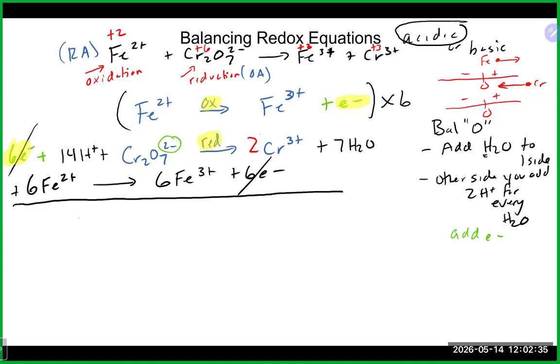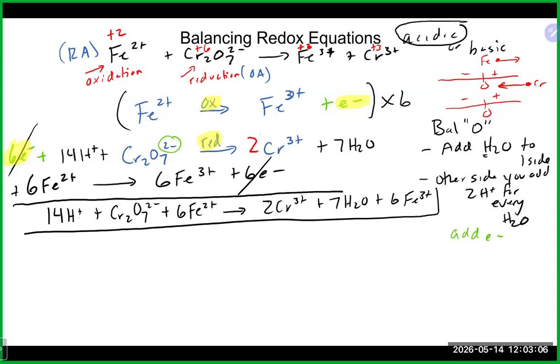And I think in this particular case, that's everything that we got canceling. Everybody on the left-hand side of the arrow stays on the left-hand side of the arrow. Everybody on the right-hand side stays there. So that's going to get me 14 H+ plus a Cr2O7 2- plus a 6 Fe2+. That's going to go to 2Cr3+, 7 waters, and 6 of the Fe3+.